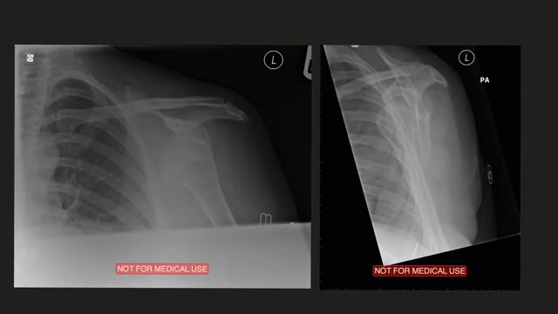On this first case, you can see that the humeral head is not congruent with the glenoid. Instead, it has moved inferiorly under the coracoid here, and this is in keeping with an anterior dislocation. Looking at the Y view, you can see that the humeral head is not overlying the Y shape of the scapula. It has been displaced and dislocated anteriorly.